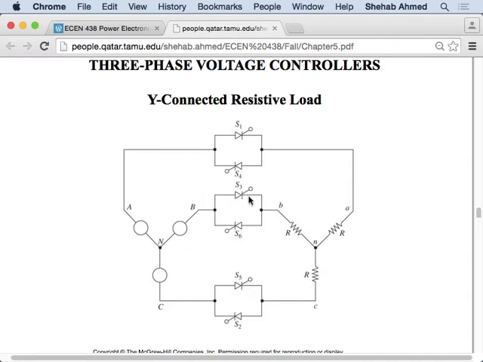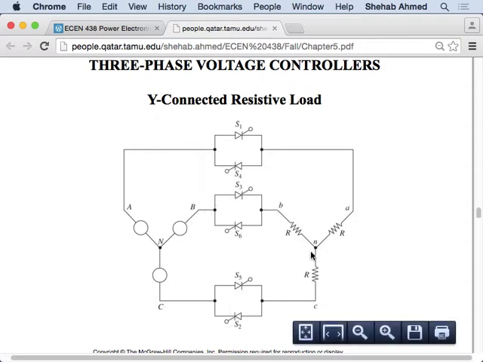Similarly, how about if I have S3 and S2 on? What's the phase voltage across VA? S3 and S2 are on. What do I see across phase A?